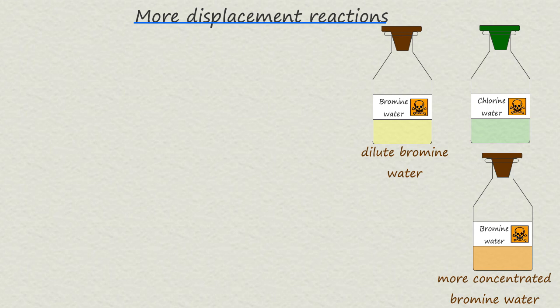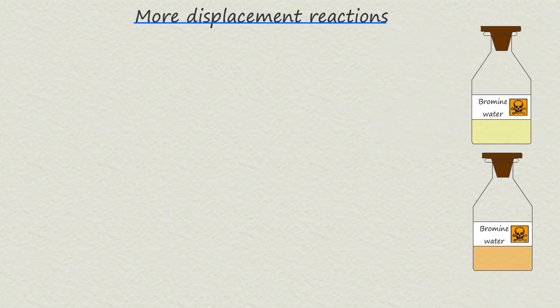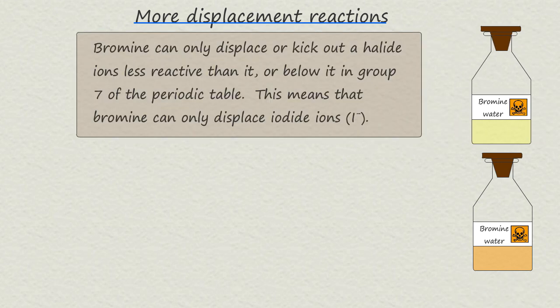If we try to carry out similar displacement reactions to the ones we saw earlier, but this time using bromine water instead of chlorine water, then what might we expect to see happening? Well, bromine can only displace a halogen lower than it in group 7, that is, it can only displace iodide ions from their salts or solutions.